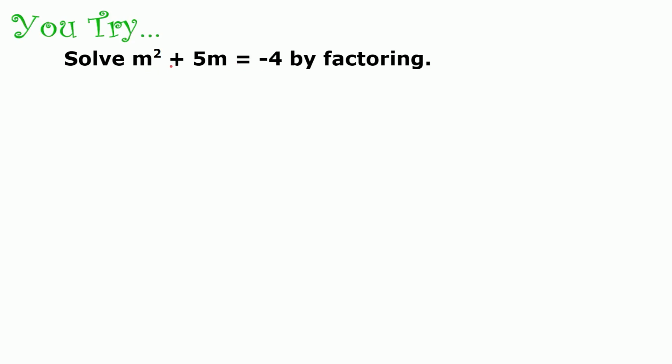So right now I have m squared plus 5m is equal to negative 4. In order to set it equal to 0, I need to move this negative 4 over to the left side of the equation. And I do that by making a 0 pair. So negative 4, I'm going to add 4 here. And to keep things balanced, I have to add 4 to this side over here.